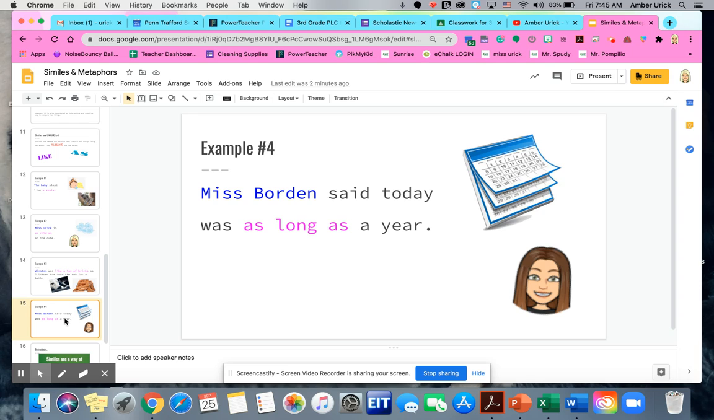Okay, come on back. So Miss Borden must have had a long day today, which every day is the same amount of time when we're in school, but maybe today just seemed extra long. And maybe it seemed like it was as long as one whole year, right? So she's comparing today's school day to as long as a whole year. It just drug out forever and ever for some reason for her, okay?